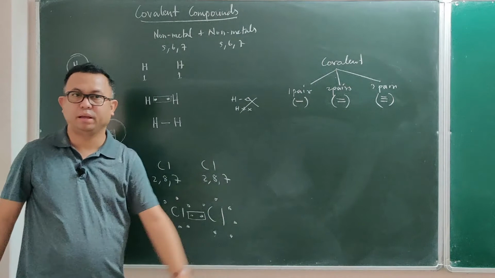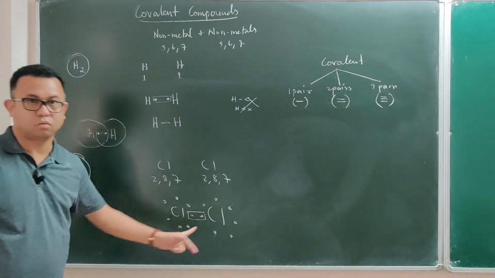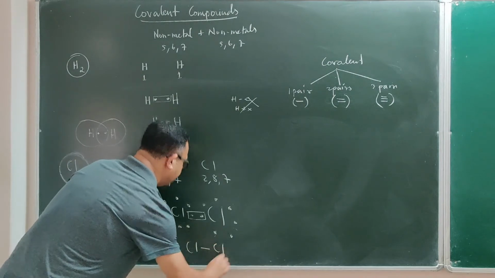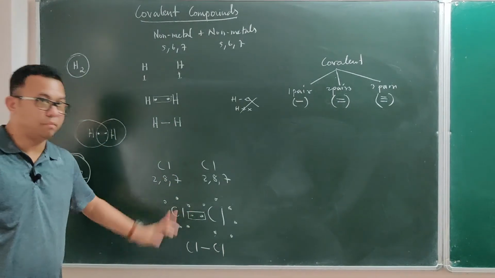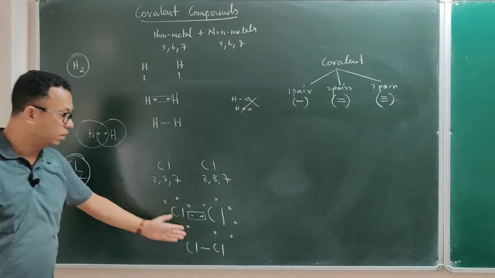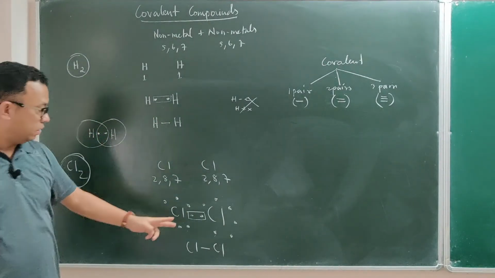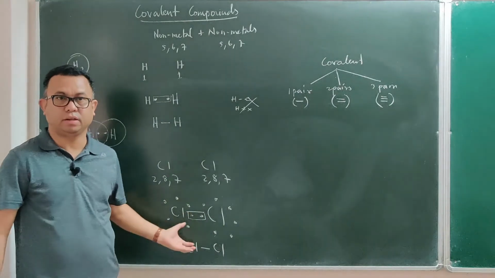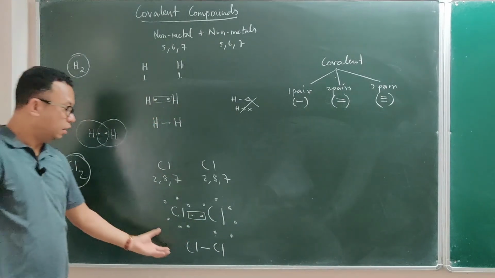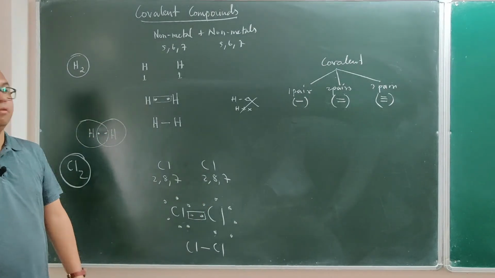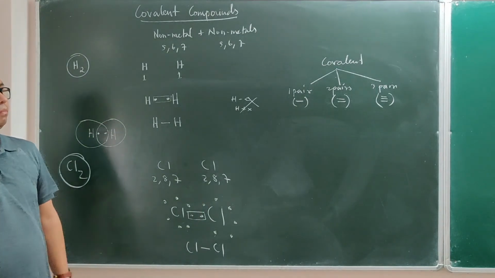Now both of them have become 8. They shared one pair of electron. That is why I can represent this as Cl-Cl, single covalent bond. Again one pair of electron, like in case of hydrogen, here also. Hydrogen was duplet configuration. Hydrogen was very happy with 2 electrons. Chlorine is happy with 8 electrons. Octet configuration, duplet configuration. So then you can see still between chlorine and chlorine, it is a single covalent bond.